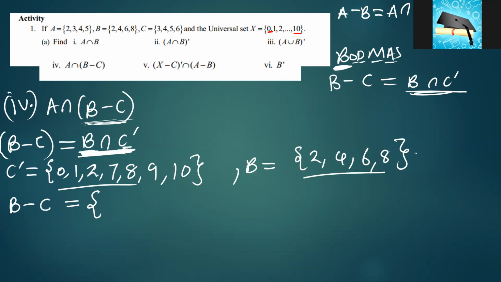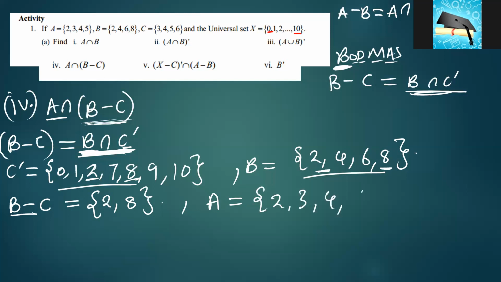So the common elements here that we have: 2 there and 2 there. The other one is 8. We have 8. So we only have 2 and 8, so we only have 2 elements that are common. So now, having found B minus C, let us also intersect it with what? With A. So let me write my set A there. So set A is 2, 3, 4, 5.